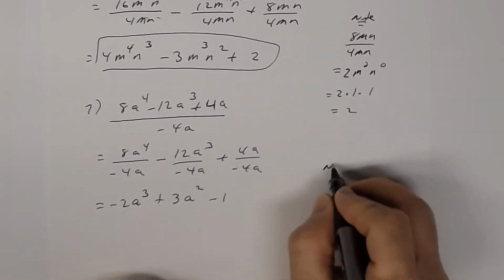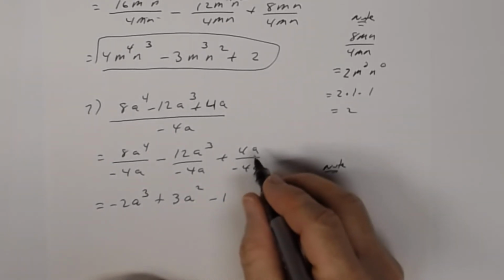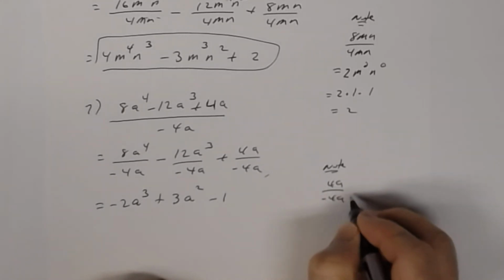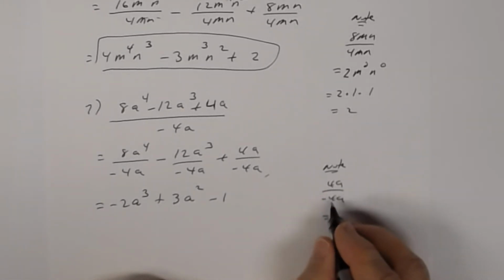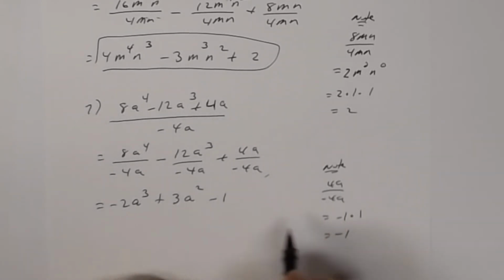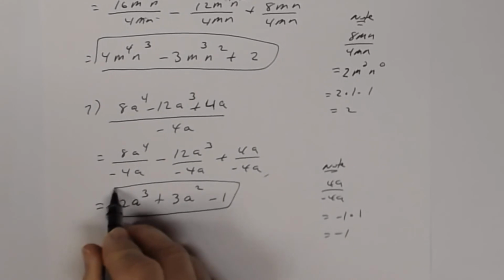So I want you to note this right here. Let's think about this rational expression. So we have 4a divided by negative 4a. Okay, y'all agree that 4 divided by negative 4 is a negative 1? And then a divided by a is just 1, right? And negative 1 times 1 is a negative 1. And that's what this is. Okay, so there's your answer there.